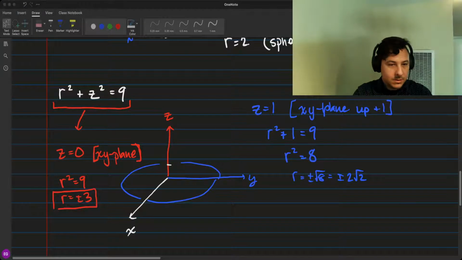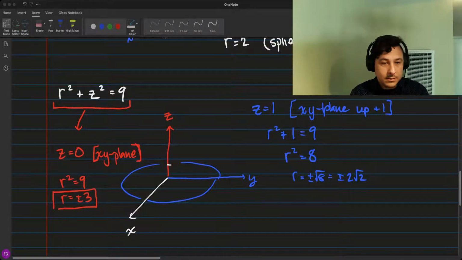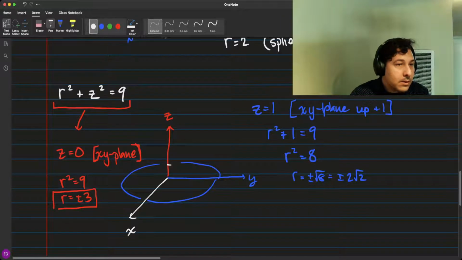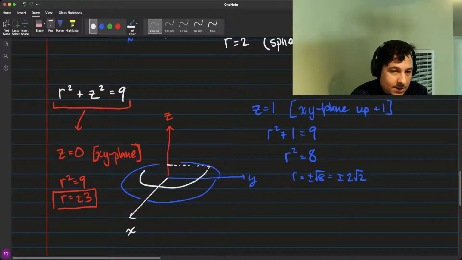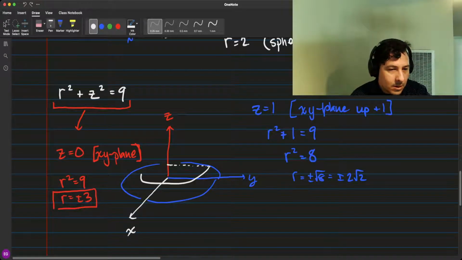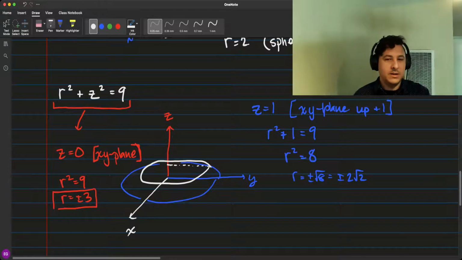What's that as a decimal? So what is 2 root 2 approximately? Square root of 2 times 2 is 2.8. So if you go up by 1, you're going to graph a circle with a radius of 2.8. You're going to get this circle which goes like this. It's a little smaller than the other circle. I'm trying to graph it, but I'm not doing a very good job.